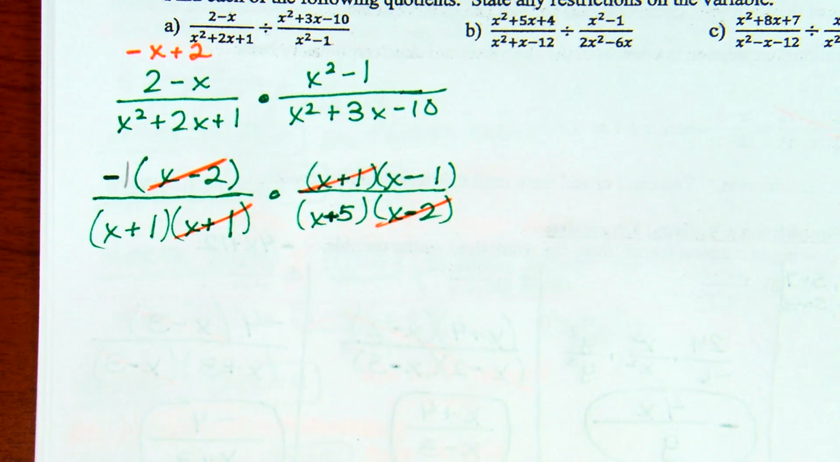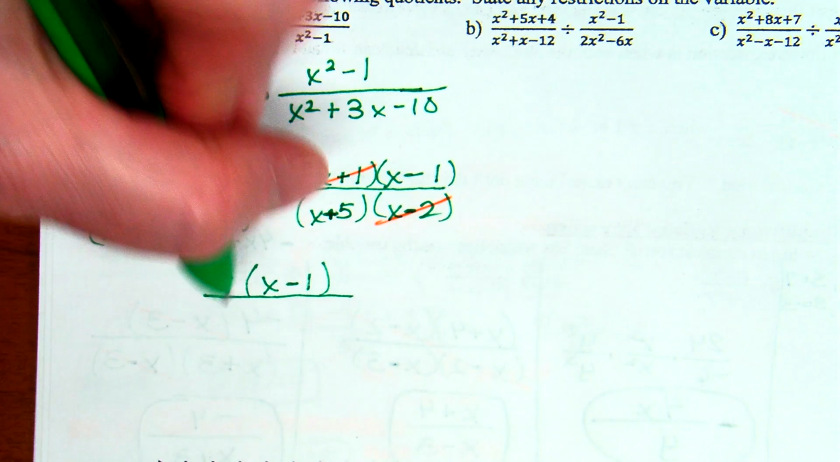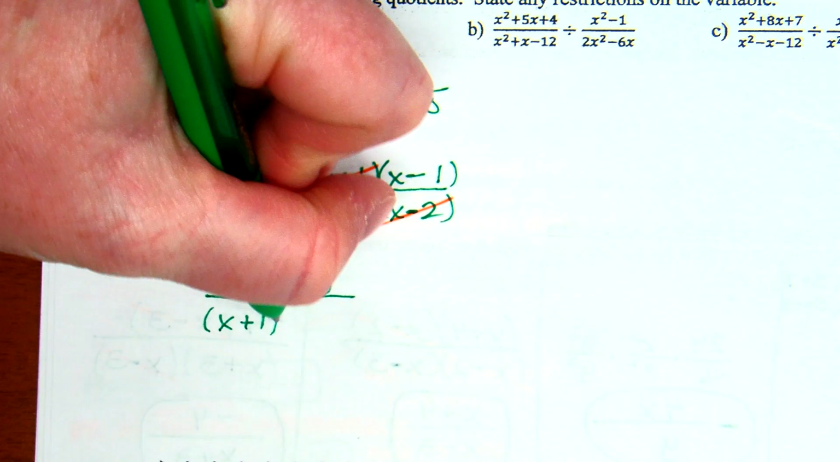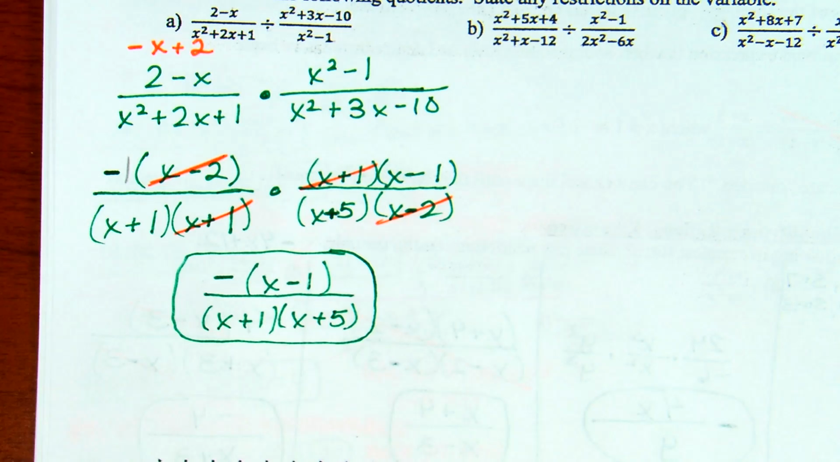So, what remains on top that wasn't canceled? Negative x minus 1. Okay, a negative and an x minus 1. So I'm going to write negative, parentheses, x minus 1. What remains in the denominator? X plus 1, x plus 5. I would leave my answer like that. Why go to the extra work if we don't need to?